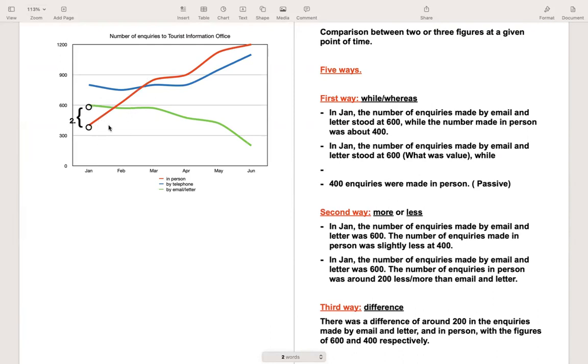I prefer to use it in non-year graphs or non-time graphs. But you can use it at both the places. We'll cover that also, when to use what. First, we'll cover all the methods, then we'll cover that.